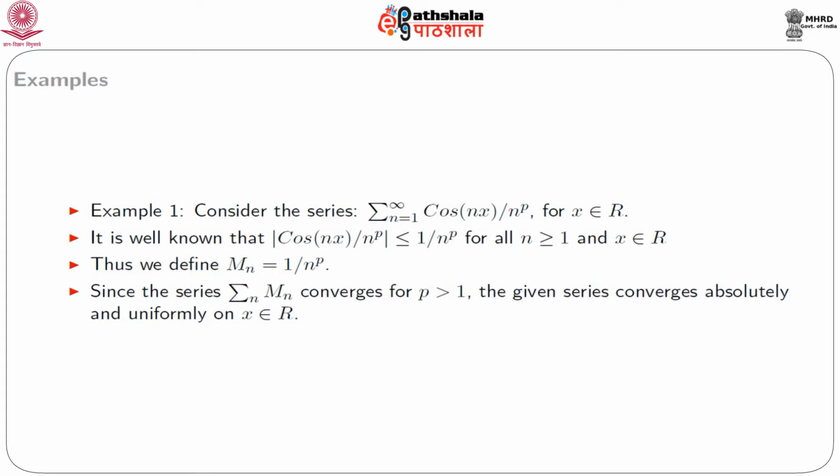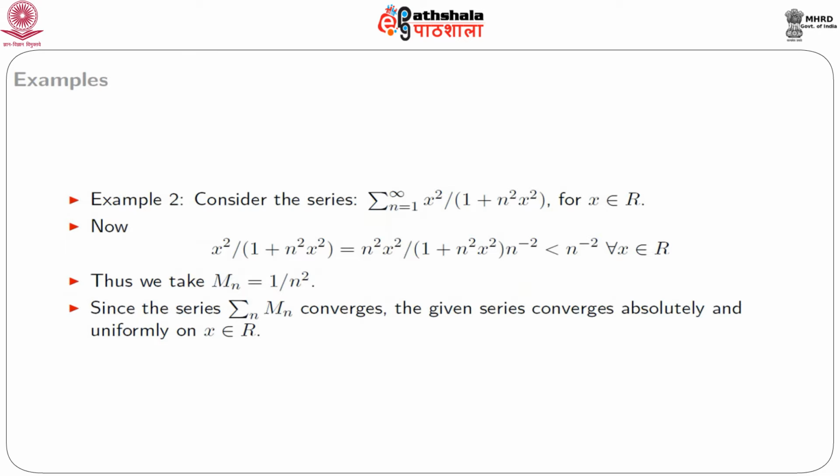So, let us consider some examples. First, consider the series with nth term cos nx by n to the power p. It is well known that cosine functions are uniformly bounded by unity. Therefore, absolute value of cos nx divided by n to the power p is less than or equal to 1 by n to the power p for every n greater than or equal to 1. Thus, we define Mn as 1 by n to the power p. Since the series summation Mn converges for p greater than 1, which follows from the convergence of p series, the given series converges absolutely and uniformly on every x belonging to the real line.